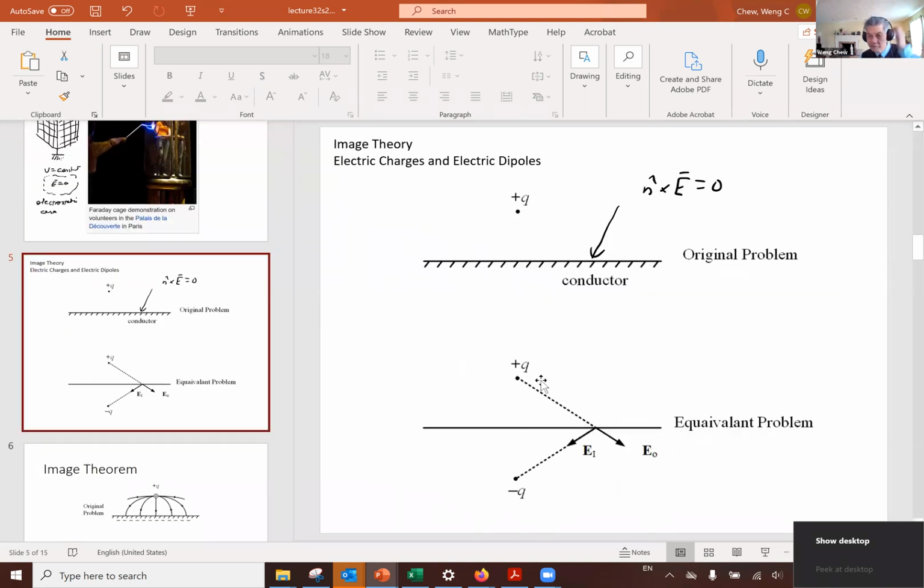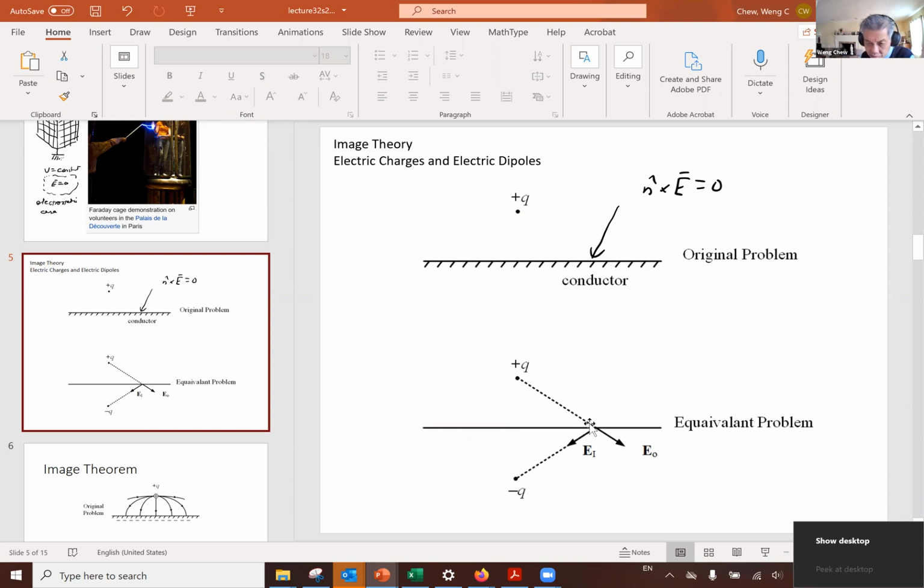Okay, so if that is the case, how can we construct a solution such that the electric field is normal to the surface? We can do this by using image theory, by saying that, well, I can add the negative charge. I can take the conductor away, and then add a negative charge over here. And by this principle of linear superposition, I can see that the electric field produced by the positive charge will look something like this. And then the electric field produced by the negative charge will look something like this.